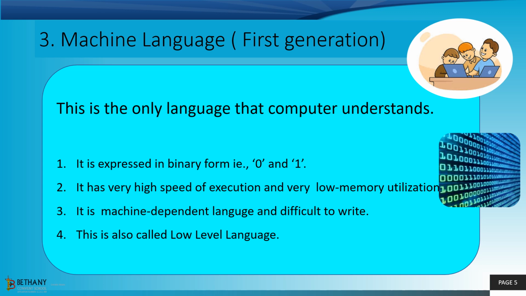The first computer language invented was the machine language. This language was the only language that a computer understands. This language is expressed in the form of 0 and 1, and its speed of execution was very high and it utilizes very low memory space. Since it was a machine-dependent language and it was very difficult to write a program in machine language, that's why it is also called a low-level language.